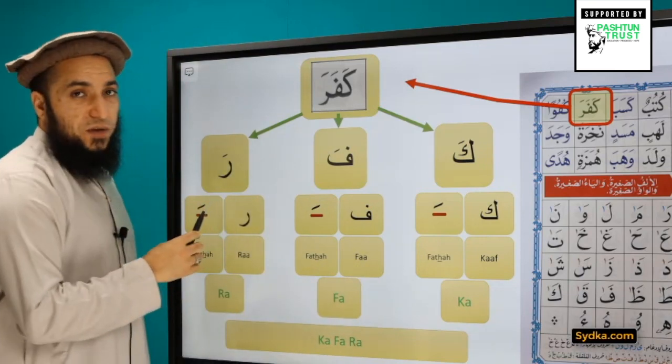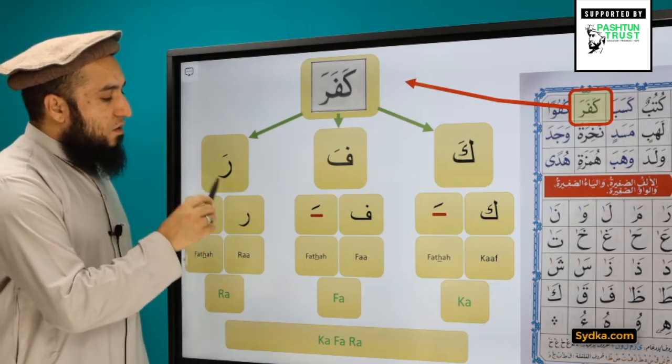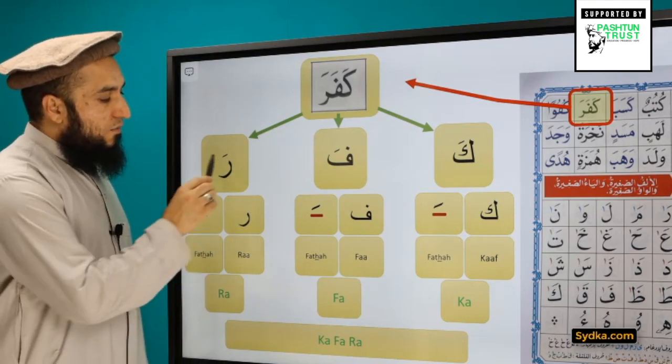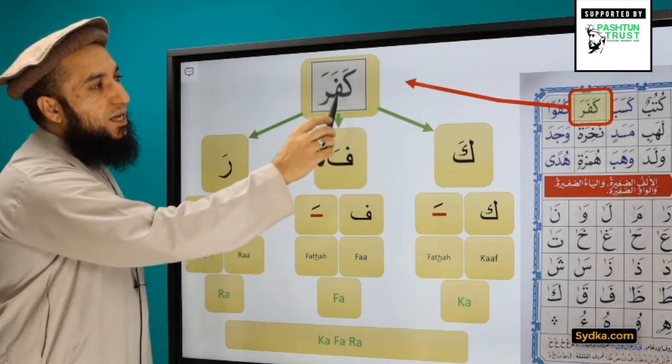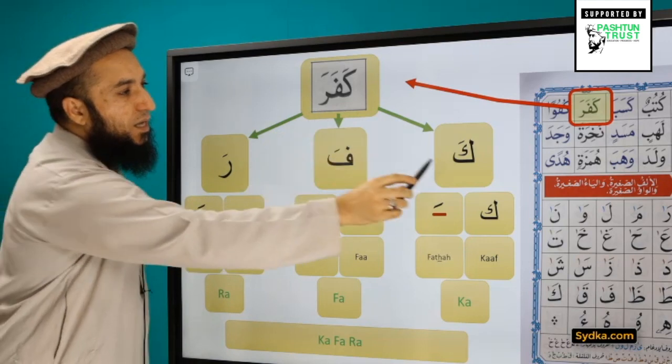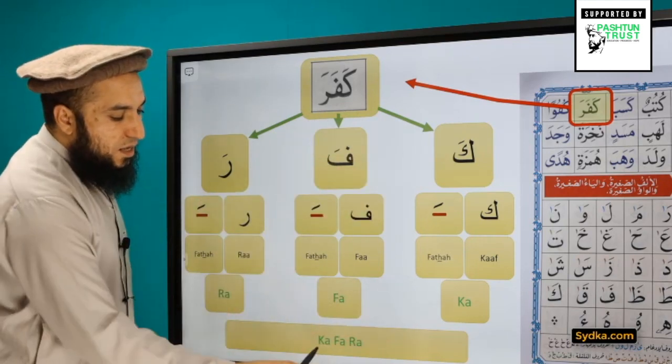The next syllable we have is ra fatha ra. Ra is not silent and it has fatha on it. Ra fatha ra. So now we combine these three syllables and we have kafara, kafara, kafara.